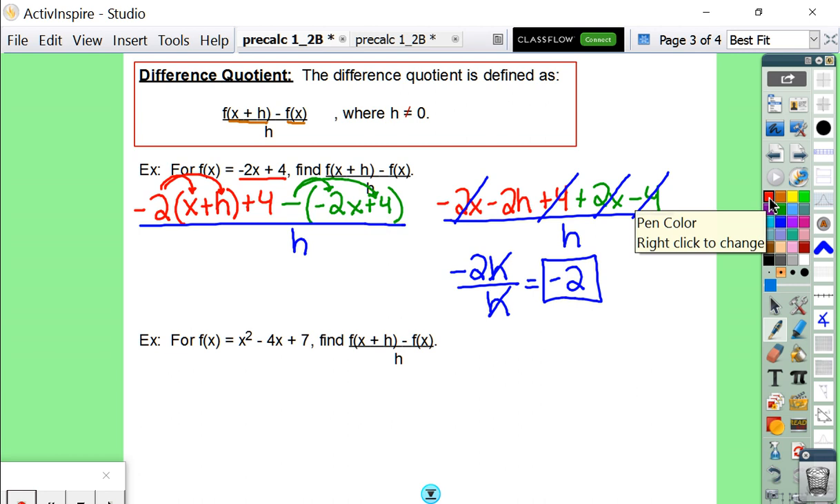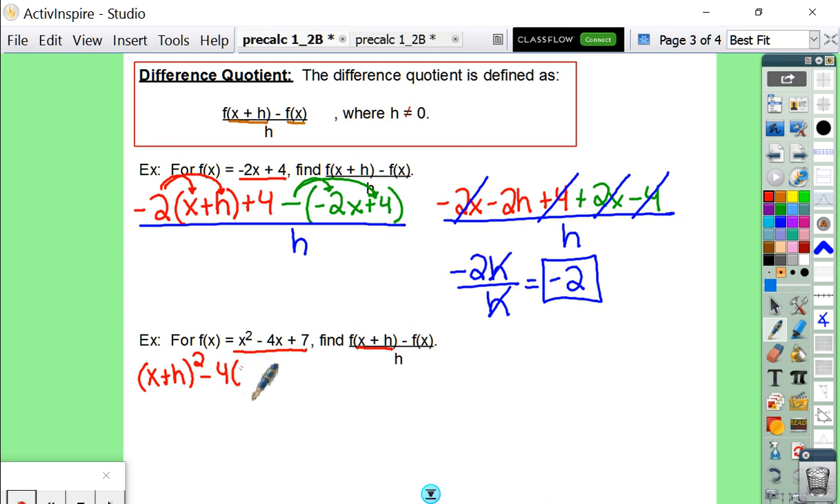Now we're going to do the same sort of thing with a more complicated problem. These are the ones where people really struggle. So we're going to take the original, and wherever there's an x, we're going to put in x plus h. Instead of x, I'm going to put x plus h. Now I'm going to subtract that original function. So I'm going to subtract the x squared minus 4x plus 7. And the whole thing will be over h.